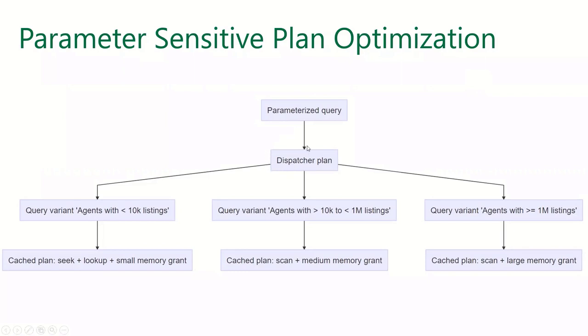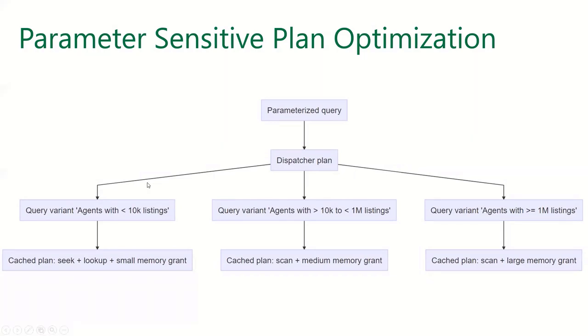The dispatcher plan defines a range. For example, the dispatcher plan will define that the range is between 10K and 1 million. This is the range for the dispatcher plan. And this decision of the dispatcher plan range allows the dispatcher plan to be linked to three different query plans. One query plan for when the returning rows will be below the range, one query plan for when the returning rows will be in the range, and one query plan for when the returning rows will be above the range.